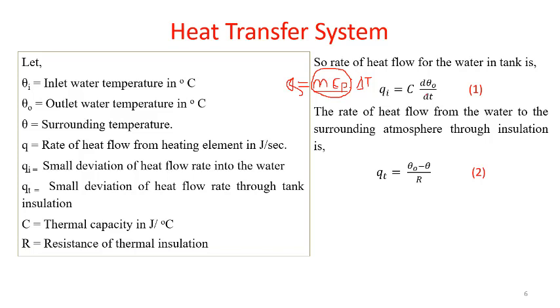So Q, the rate of heat flow for the water, is directly proportional to the change in temperature with respect to time, dθ/dt. Removing that proportionality, we get this constant, that is C. Then similarly, the rate of heat flow from the water to the surrounding atmosphere through the insulator is given by Qt equal to (θ0 minus θ) divided by R.